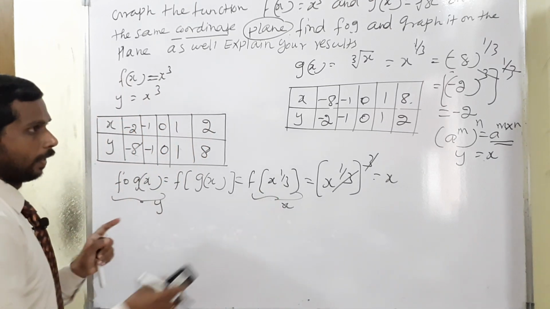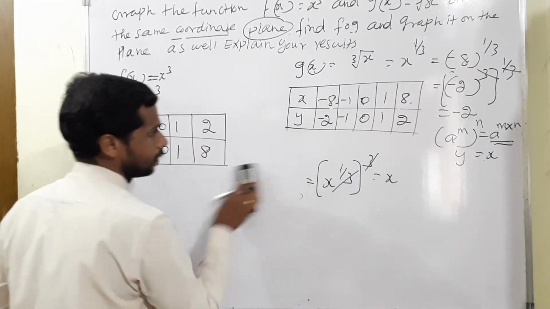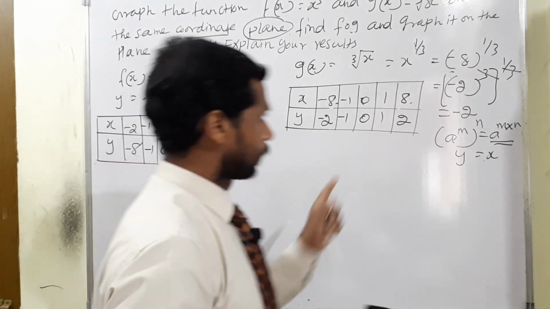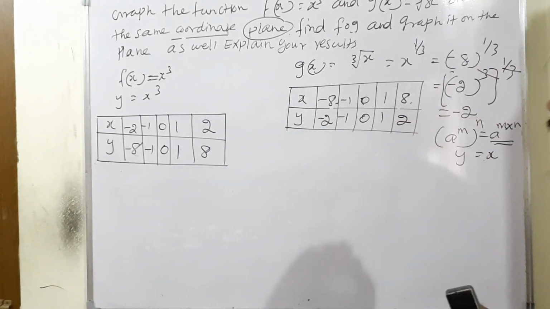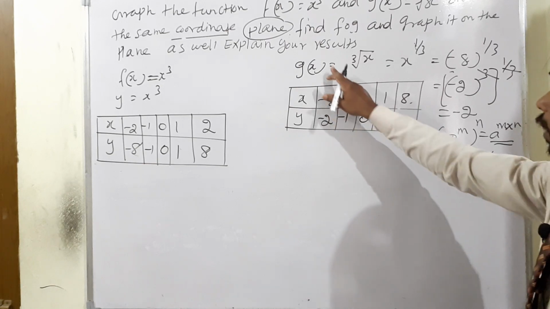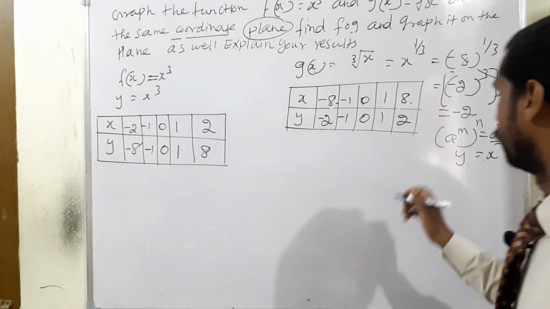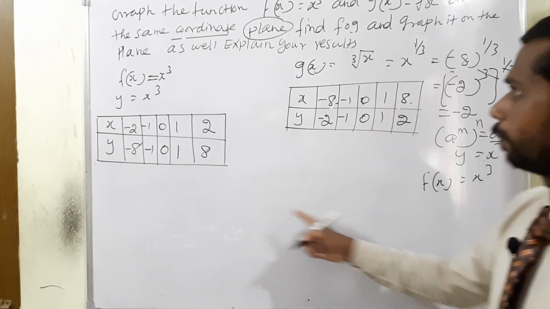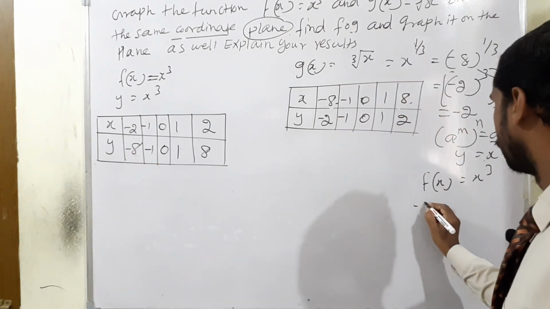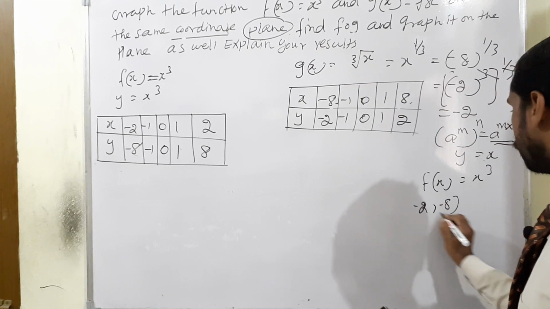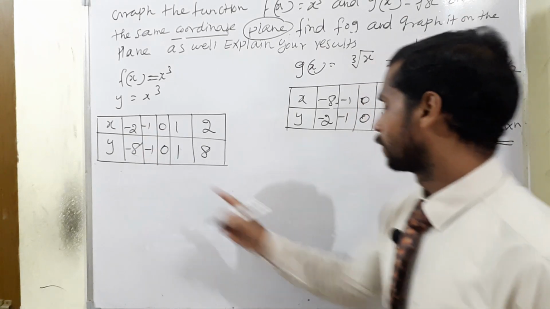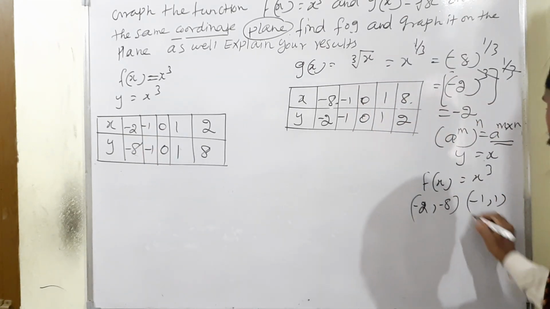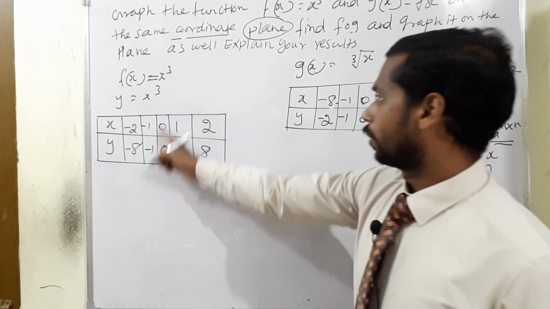Okay, the final one, I need the space. I will write it here. This is our first coordinate point set. So for f of x is equal to x cube, the coordinate points are: minus 2 comma minus 8, minus 1 comma minus 1, 0 comma 0.